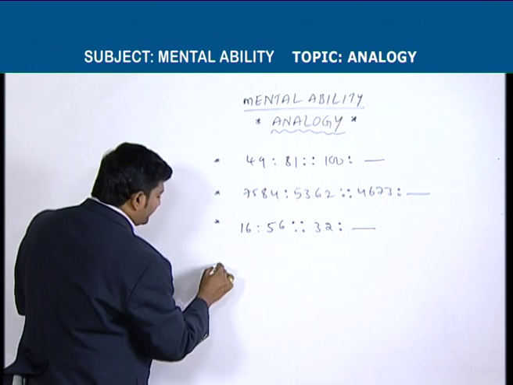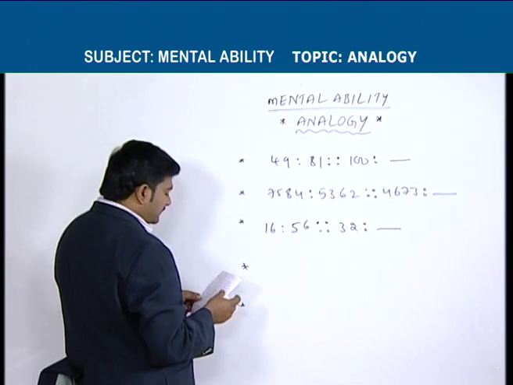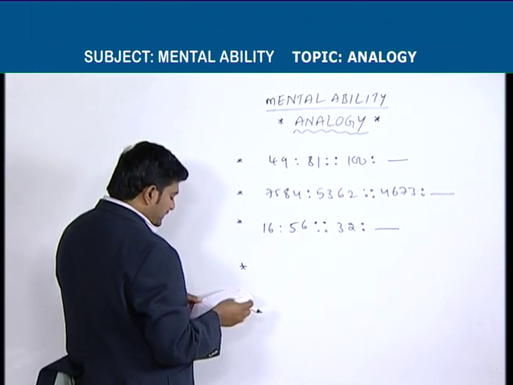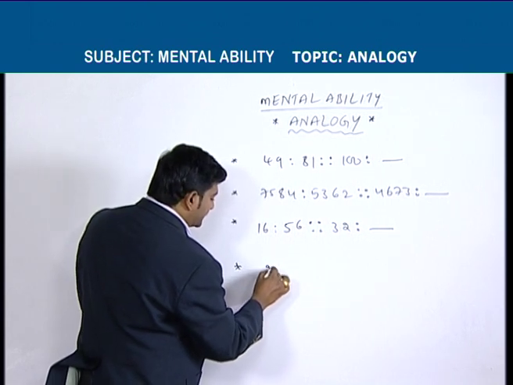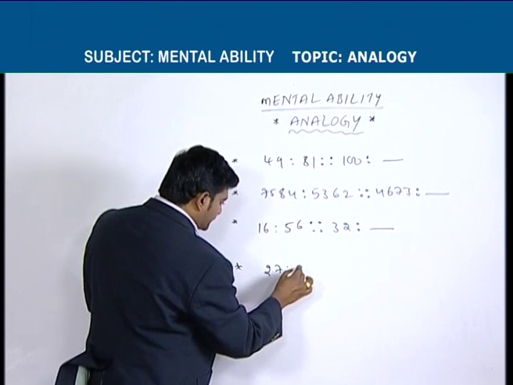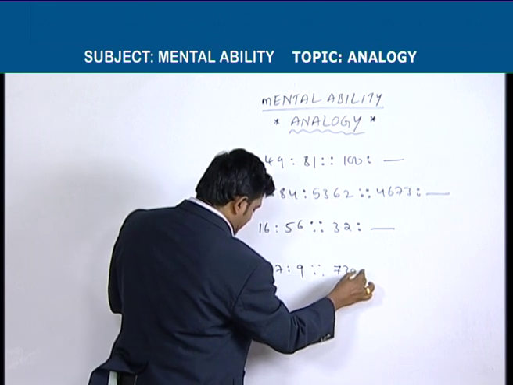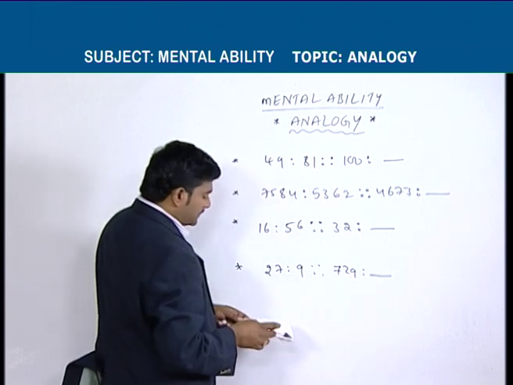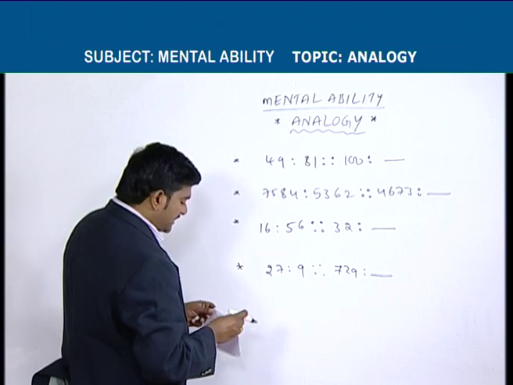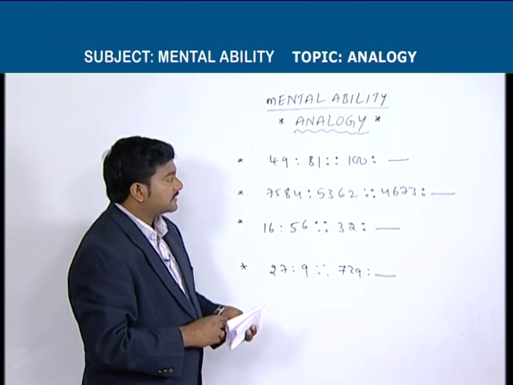Okay. So now this is the third one. Now the fourth one. The fourth example is as follows: 727:9 as 729:dash. So now these are some examples regarding number analogy.